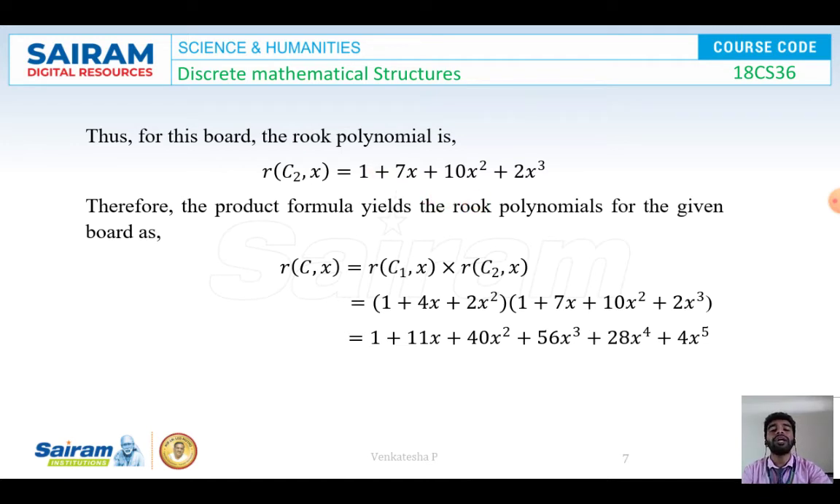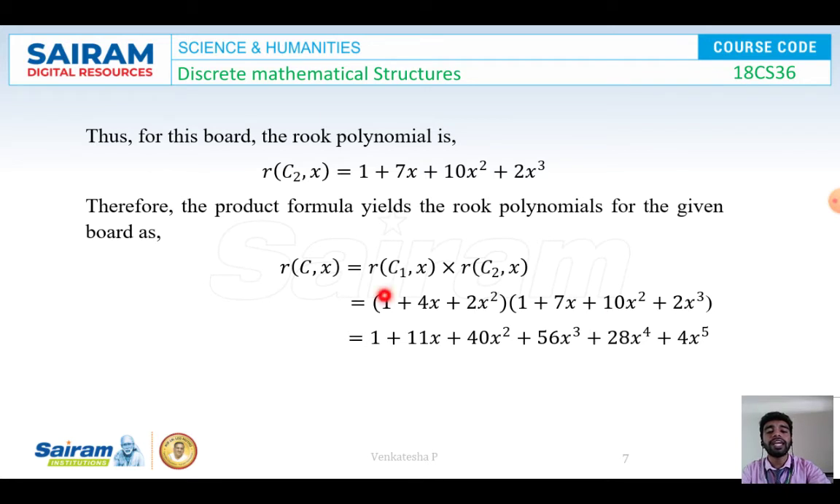So now I am going to combine this to make a rook polynomial for Rc, x by using the product formula. It is given by Rc, x is equal to Rc1, x into Rc2, x, 1 plus 4x plus 2x square into 1 plus 7x plus 10x square plus 2x cube.